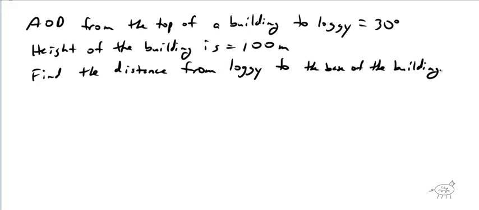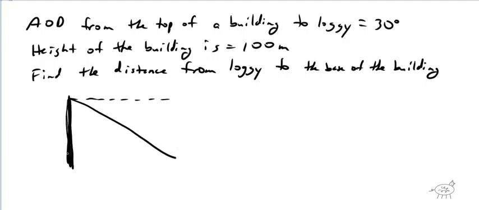So this is the deal. Here's your building, and I would always recommend whenever you draw a building, don't draw a fancy building with two-dimensional everything. Just draw a line, a vertical line that represents a building. And then if I told you that the angle of depression from the top of the building to log E, you're going to draw a dotted line. And this is the angle of depression going down. So this is our building. And on the ground here, this is log E. So we're going to draw a log.